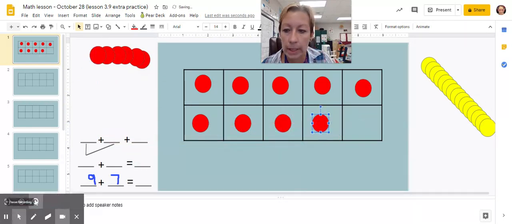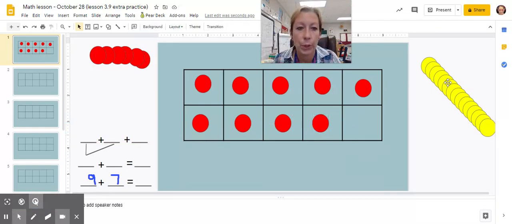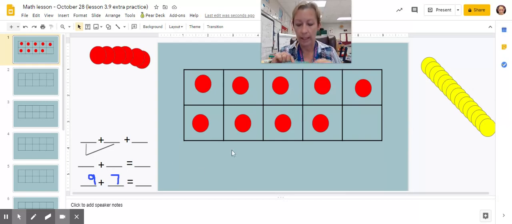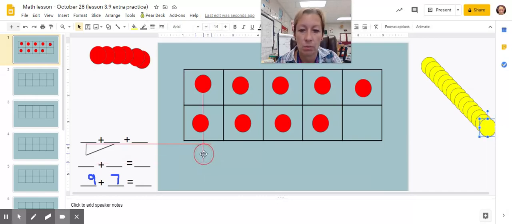So here is my 9. What's my other add-in? So I'm going to use my yellow counters and put 7 under the 10 frame. Again, I want you to do the same thing with your 10 frames and your counters, okay? You can put 9 red ones and then 7 yellow ones under the frame, or whichever color counters you have. So here are my 7.